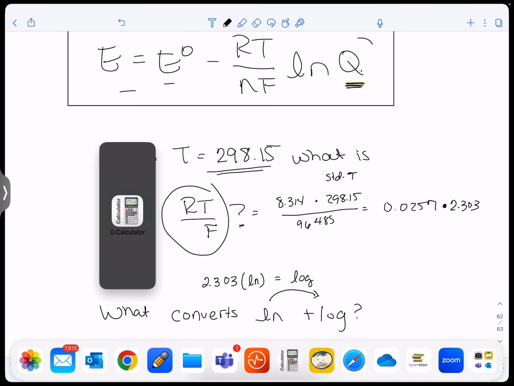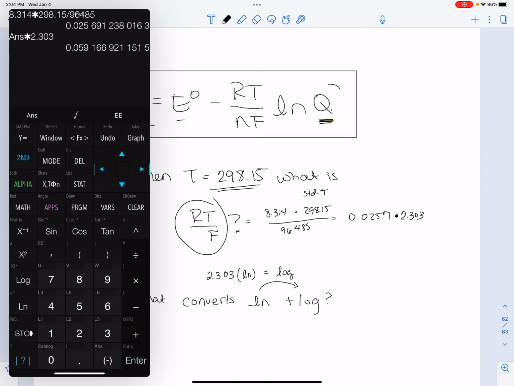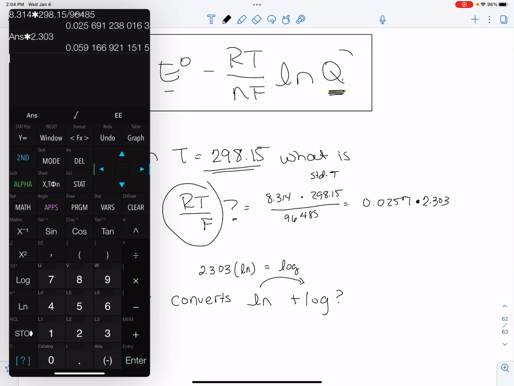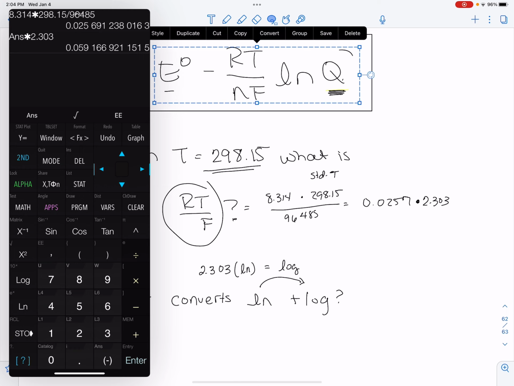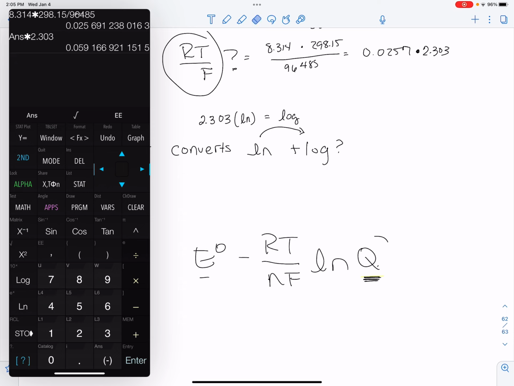So we're going to multiply this number times 2.303. And what we get is that times 2.303, and then we get this number. So this is what this equation becomes in that set of circumstances. And this is a very common set of circumstances. It becomes this: 0.0592 over N times the log of Q.